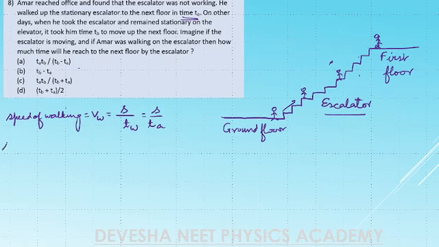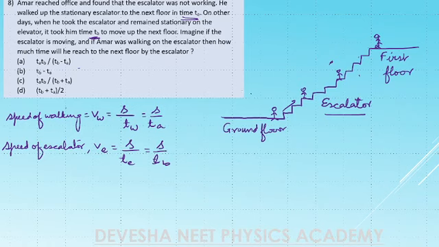And when the escalator is moving from down to the top, so the speed of escalator, this is VE, is equal to the same distance divided by TE. E is for escalator, okay? So in the question, this is given as TB, okay? So this is S by TB.